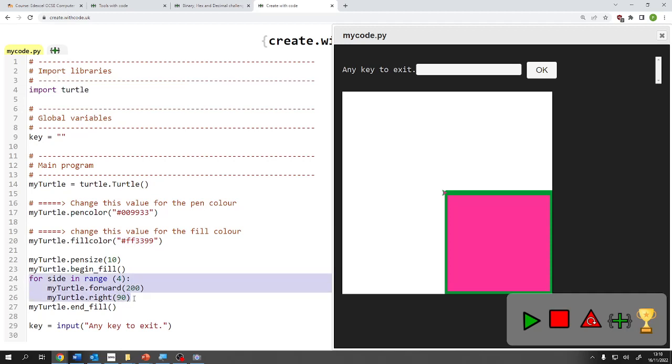Class charts positive question coming up. What does line 24 to 26 do? So we've identified that we move forwards. We've identified that we have a right angle turn in the right direction. But this bit means we're repeating 4 times. That's the bit that draws the square.